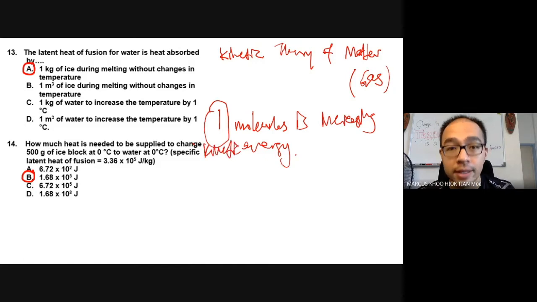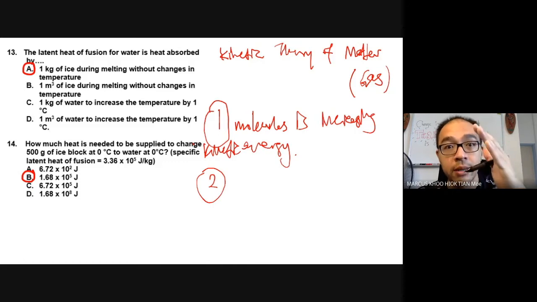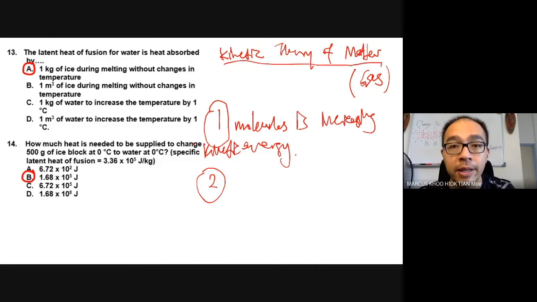They are moving faster. Secondly, the heat is used now to increase the kinetic energy of the molecules. That's what's happening if there is an increasing temperature. This is an explanation using the kinetic theory of matter.